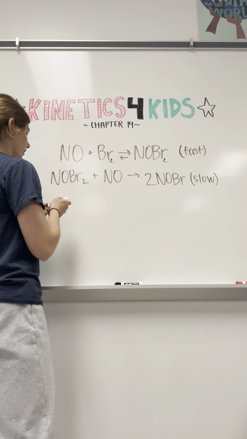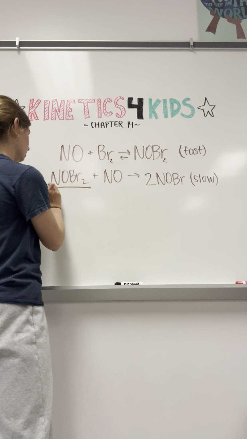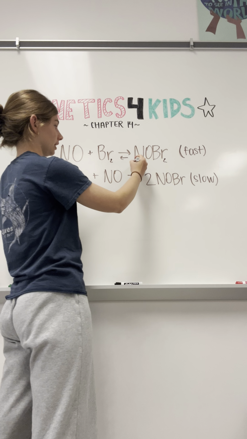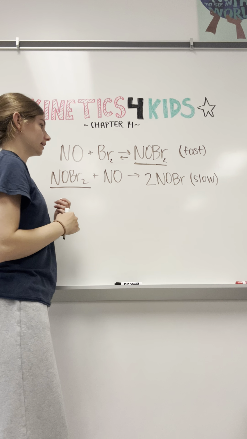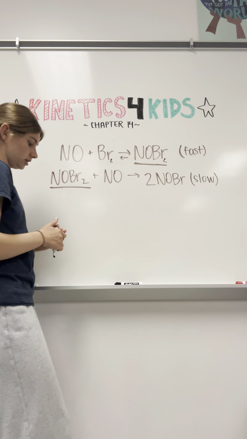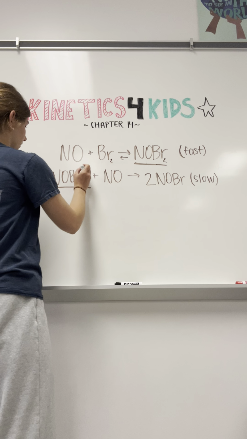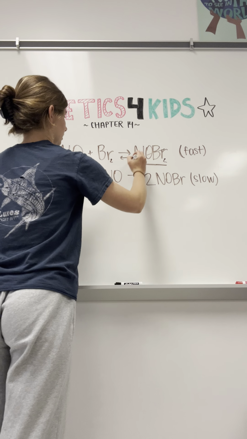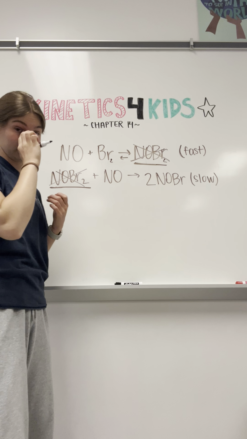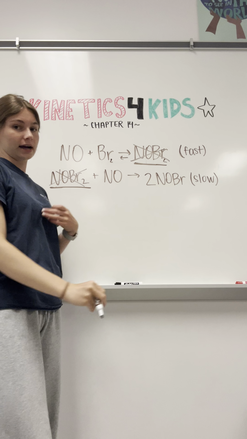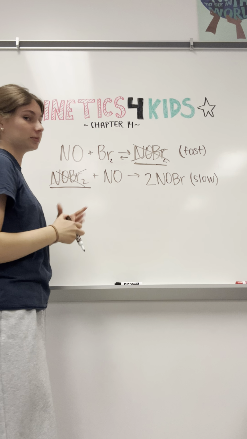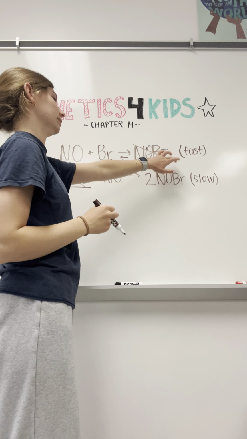However, if you notice, NOBr2 is a reactant here and a product in the first step, which makes it an intermediate. And intermediates cannot be in a rate law equation. So these do not go in the rate law equation. So what we're going to have to do is work backwards. These are a little bit more tricky than when the slow step is first, but they're still really easy to do.